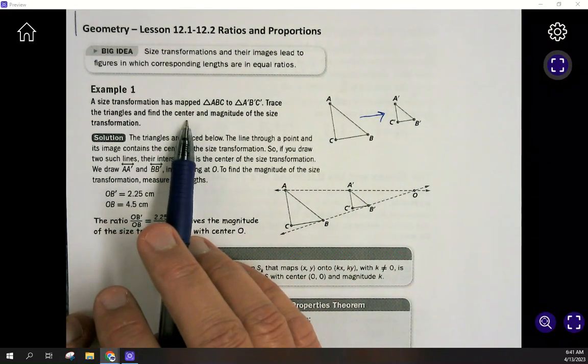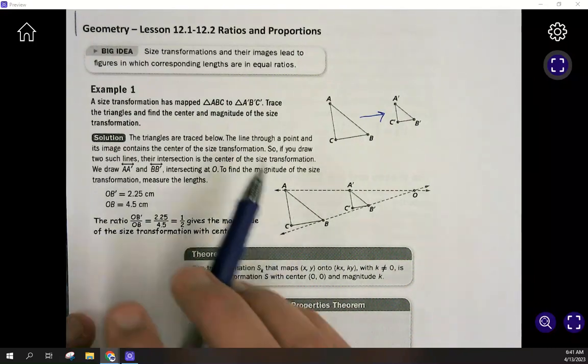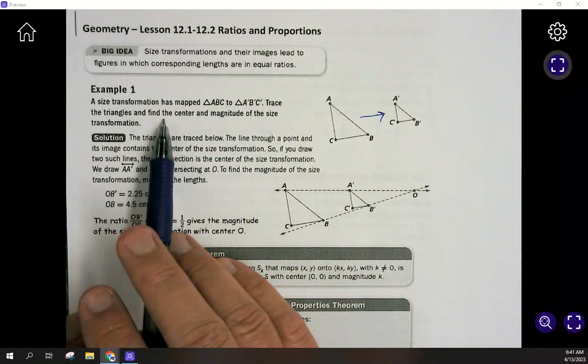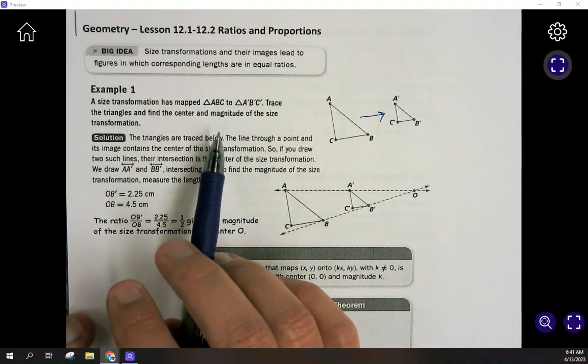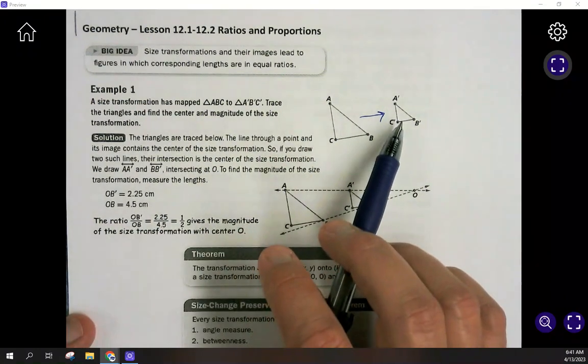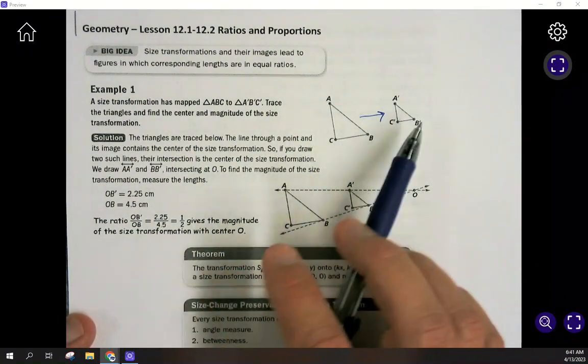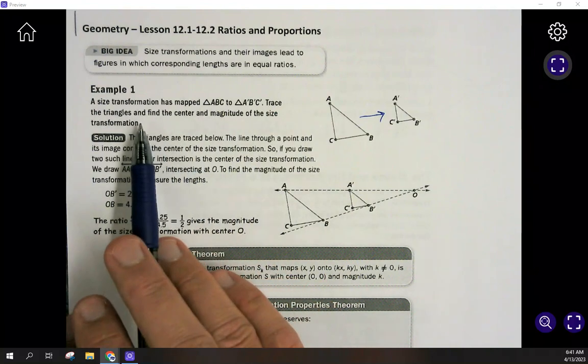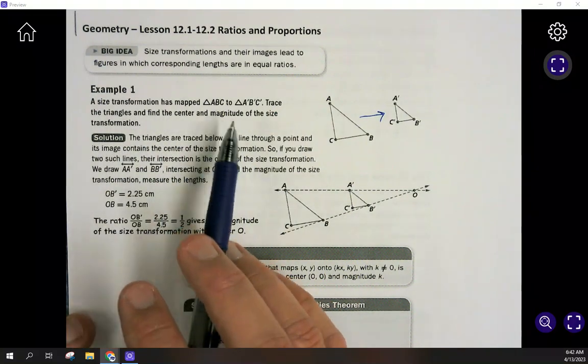So we're going to trace this. We're not actually going to do it. I've got it done for you. You're going to trace the triangles, and you're going to find the center and the magnitude of the size transformation. All right, so what does that mean? We've looked at these before, but maybe not specifically with the center, and we've talked about magnitude.